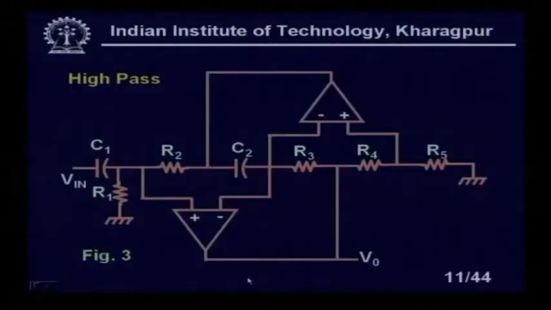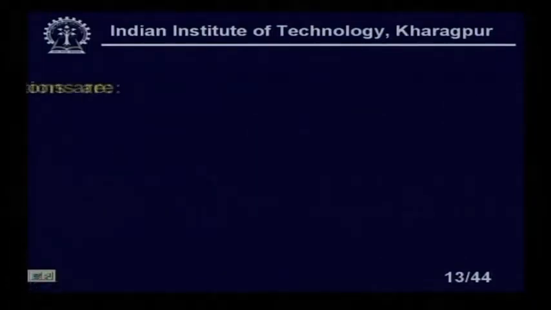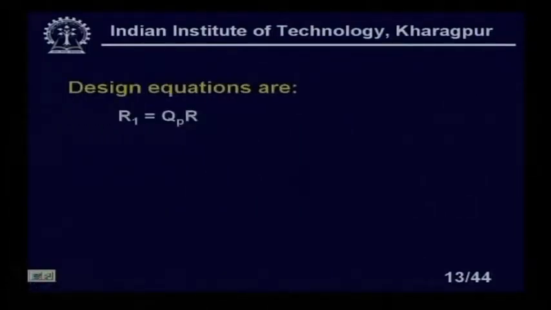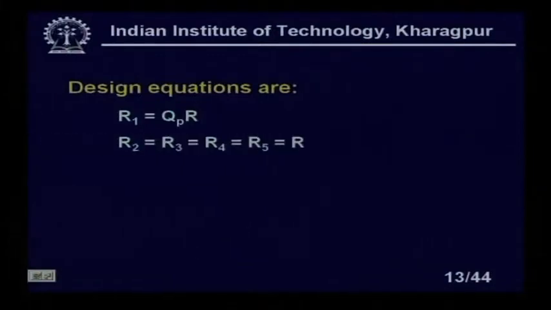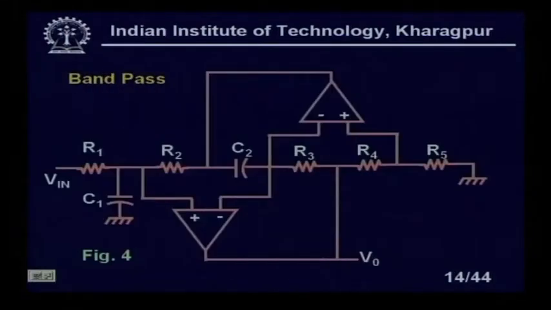You see, from circuit analysis, obviously I can write S square into 1 plus R 4 by R 5 upon S square plus S upon R 1 C 1 plus R 4 upon R 2 R 3 R 5 C 1 C 2. Now, the design equations are R 1 equal to Q P R, R 2, R 3, R 4, R 5 equal to R, C 1, C 2 equal to C, and C R equal to 1 by omega p, right.